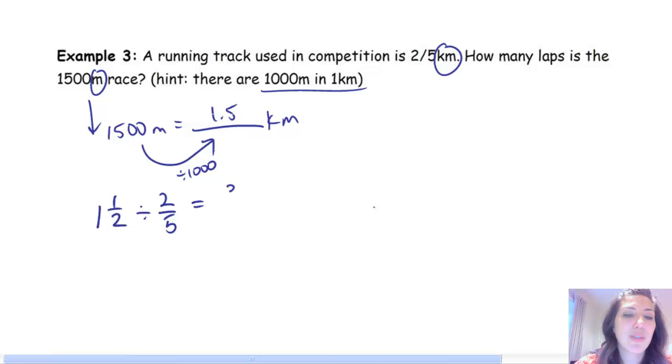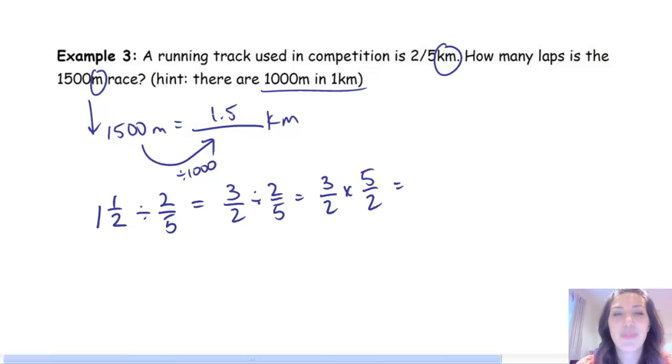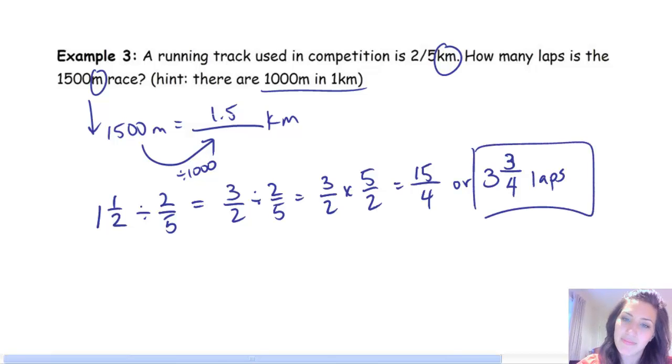2 times 1 is 2 plus 1 is 3 over 2 divided by 2/5 is the same as 3 over 2 times 5 over 2. 3 times 5 is 15. 2 times 2 is 4. And we can say that there are 15 over 4 laps, or we could say that 4 goes into 15 3 times. 4 times 3 is 12. 13, 14, 15. So 3 3/4 laps.